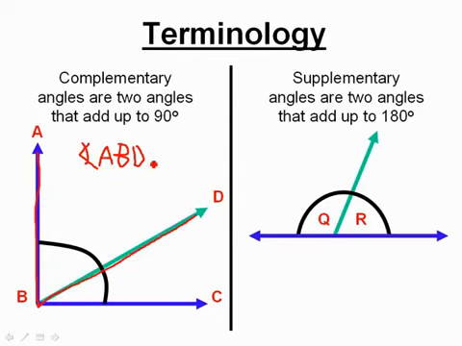Okay. And then if you wanted the other angle, let's say angle DBC, well, those two would equal 90 degrees. It's also important to note that if you go ABD, you'll get the same angle as if you go DBA, if you go in the opposite direction.